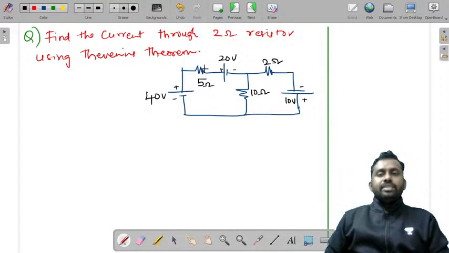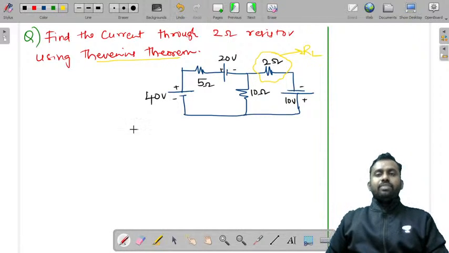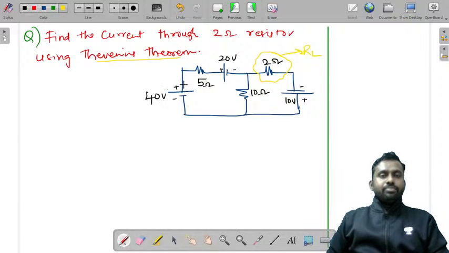So now if this is given, what is the question that is asked? We are asked to find the current through this resistance. Now this resistor, using Thevenin's theorem, do remember, using Thevenin's theorem, this resistor will become our load resistance.